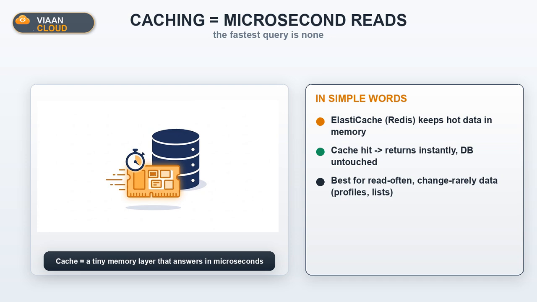The pattern is simple. Your app checks the cache first. If the data is there, a cache hit, it returns instantly, and your real database never gets touched. If it's not, you fetch from the database and pop a copy in the cache for next time.